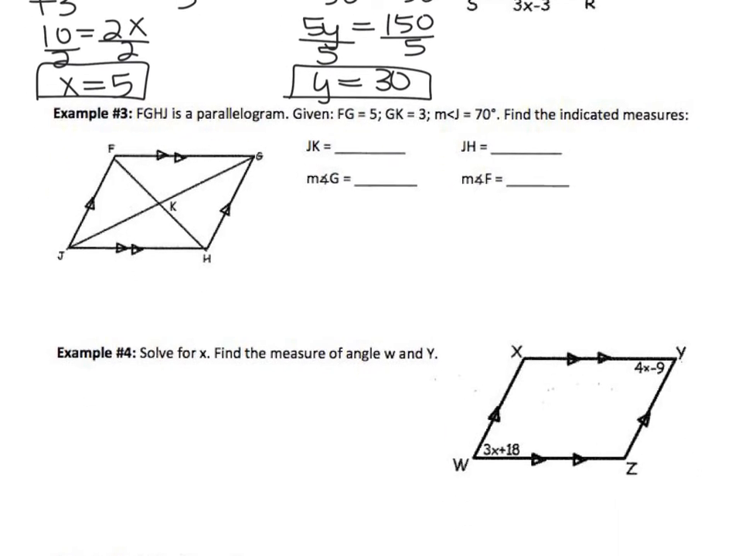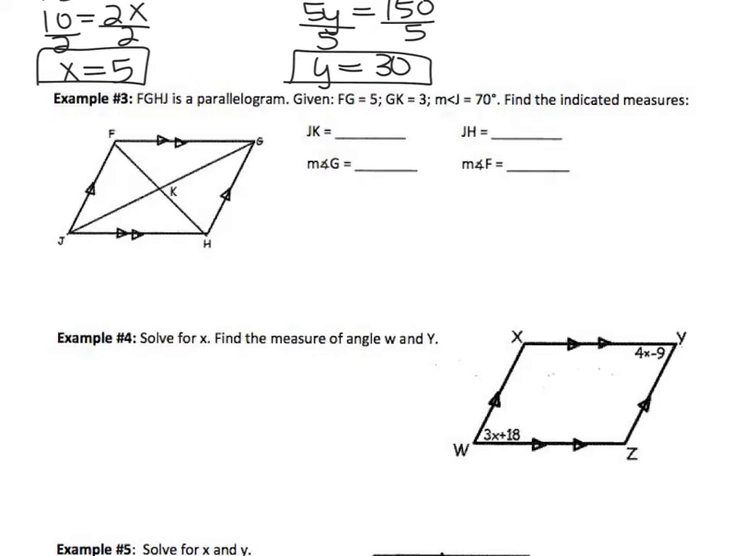Third example, we have that FGHJ is a parallelogram. We're given that FG is 5, GK is 3, and the measure of angle J is 70 degrees, and then we would find some missing measures. So first let's go ahead and label all of that. So FG is 5, GK is 3, and the measure of angle J is 70 degrees.